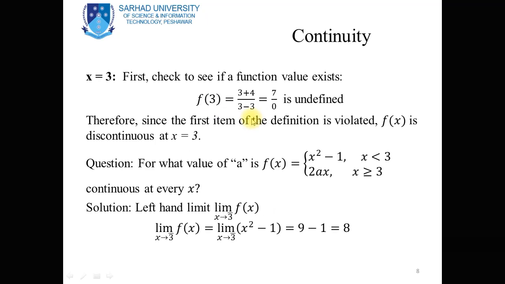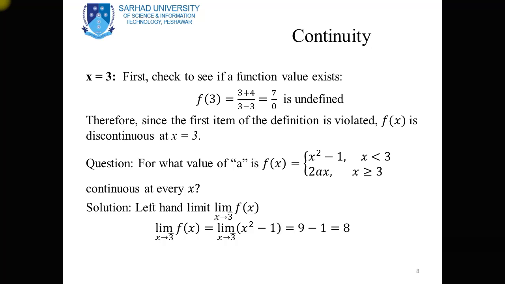And you see over here some problems as examples, and the continuity of piecewise functions. For the continuity of a piecewise function, the left hand limit, the right hand limit and the function value must be equal. Sometimes the right hand limit and left hand limit are not equal, then the function will be discontinuous.